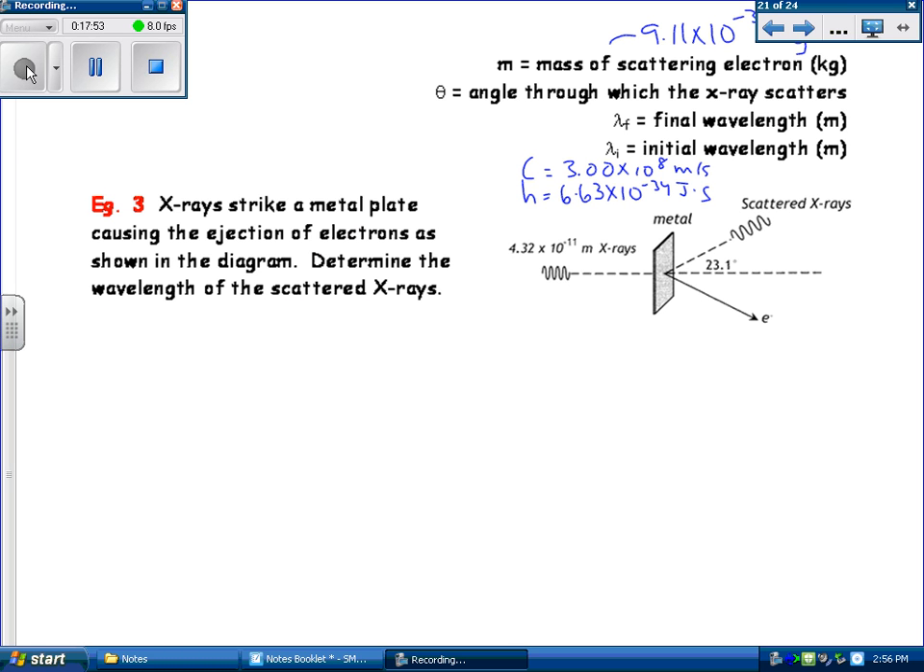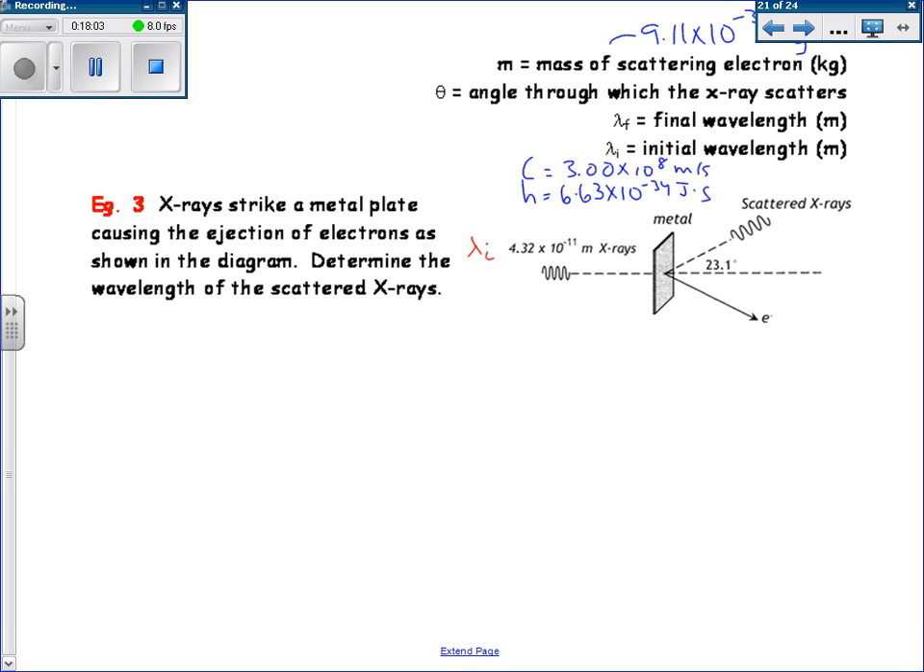X-rays strike a metal plate, causing the ejection of electrons as shown in the diagram. Determine the wavelength of the scattered X-rays. So if we want the scattered X-rays, this is lambda initial. Scattered X-rays is lambda final. That's what we're looking for. So lambda f minus lambda i equals h over mc times 1 minus cos theta.